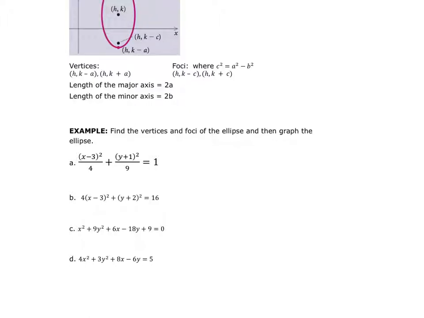So, this is just a side note, if these two values right here were exactly the same, then we actually have a circle. Just as a little side note. They're not the same, so we know that it's an ellipse.